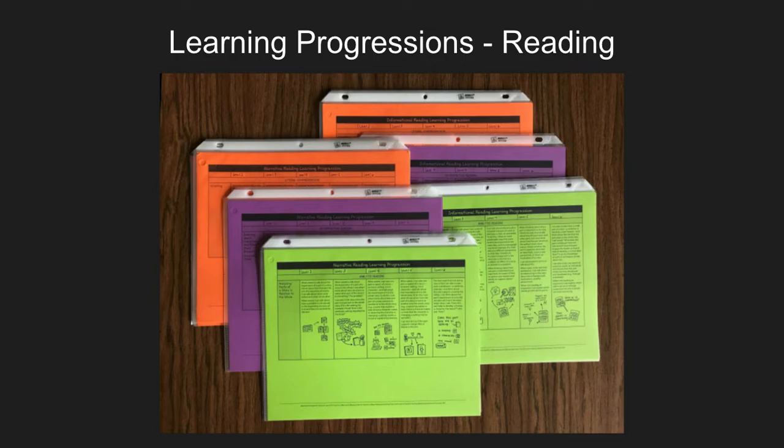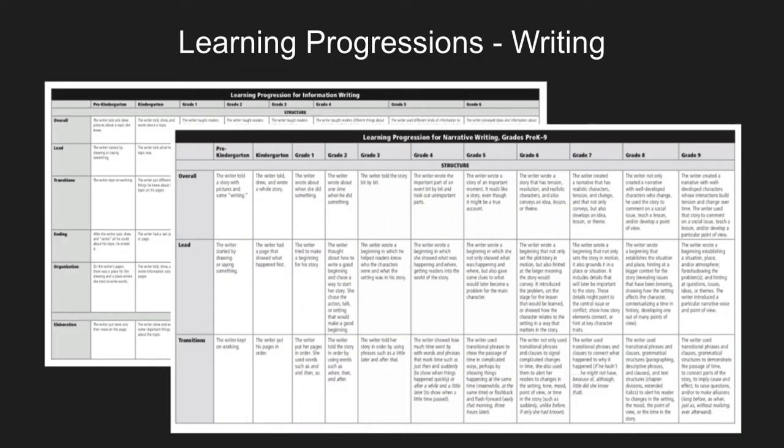I always keep learning progressions in my Conferring binder, organized by narrative reading and informational reading, so I can see which grade level the student is performing at and what the next grade level looks like. So where are they on the progression? I also keep learning progressions for the writing.